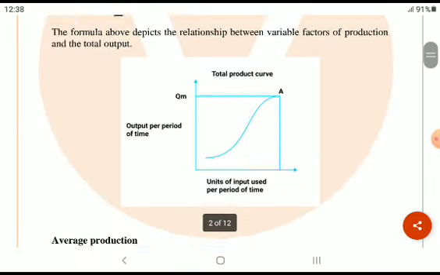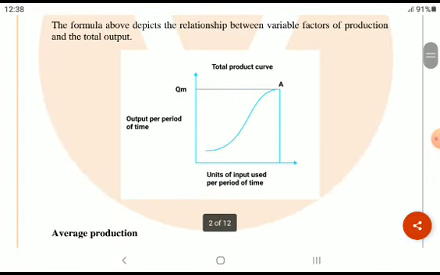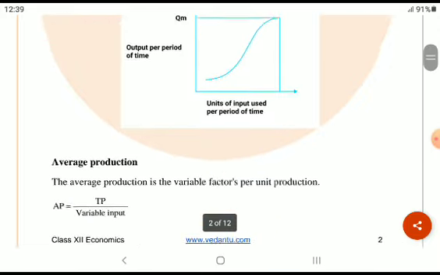So here is the graph they have given. Here the x-axis shows units of inputs used per period of time, and the y-axis shows output per period of time. So it is a total product curve. Here they have given an example.